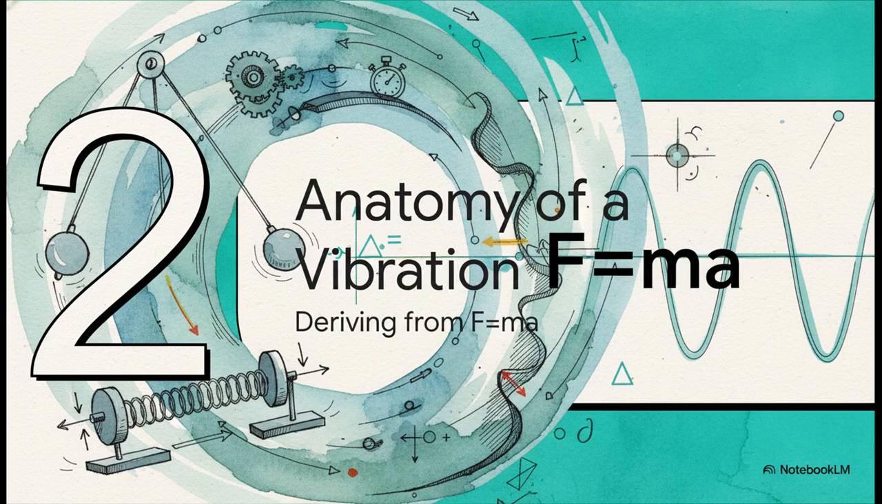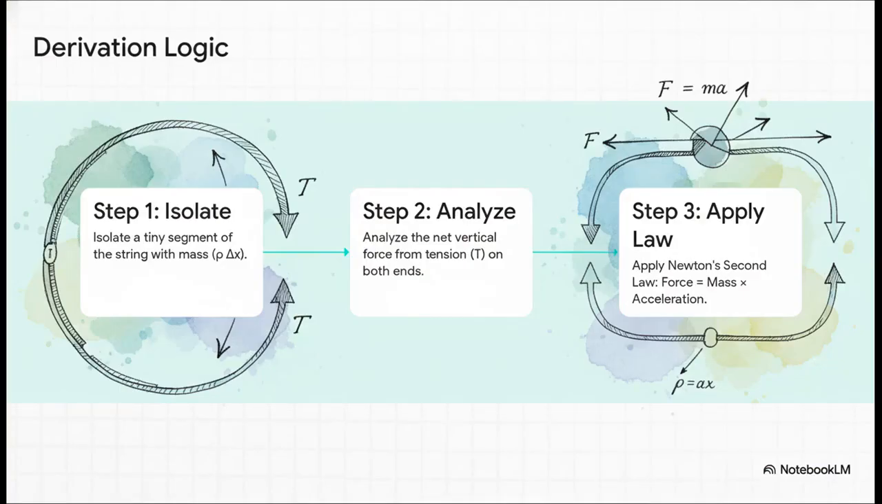Okay, so now we take that physical idea, the wiggling string, and we translate it into the language of mathematics. To do that, we're going to pull out one of the most famous tools in the physics toolbox, Newton's second law. You know the one. Force equals mass times acceleration. So here's our game plan. It's pretty straightforward. First, we're going to grab a tiny little piece of the string. Then, we figure out the forces pulling on it, specifically the tension yanking on it from both sides. And finally, we just apply Newton's second law, setting those forces equal to our tiny segment's mass times its acceleration. It's a really powerful and logical way to build this thing.